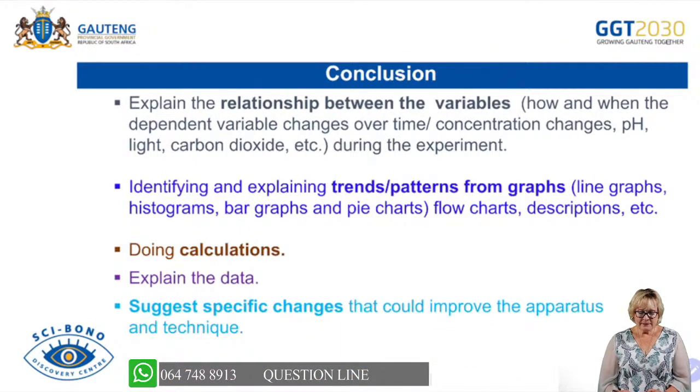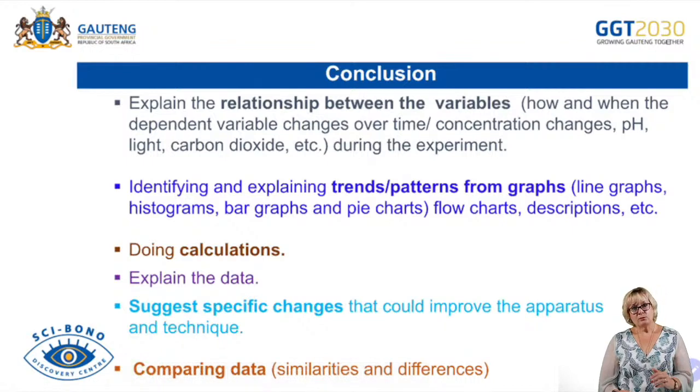And then suggest specific changes that could improve the apparatus and the technique. That is more when you are doing the experiment yourself. You have to reflect. When you're done, you have to reflect to say, you know what, maybe if I had used more slices of bread, maybe if I had used more places where I put the bread, I might have gotten a better result. That's the type of reflection that you have to do after you've done a scientific investigation. And then compare your data. Look for similarities, look for differences.